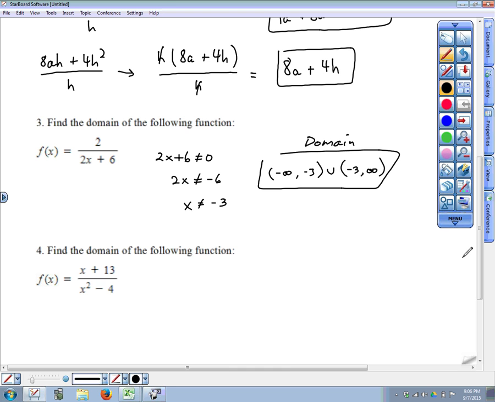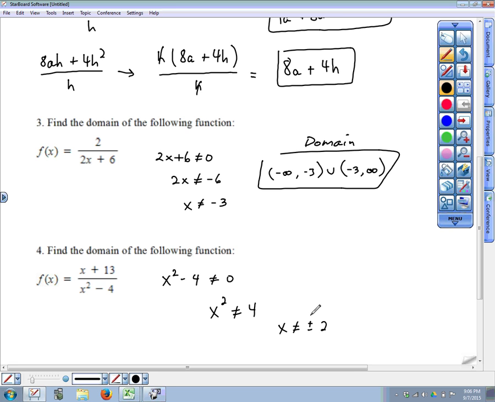It's a similar function here. We have a rational function. And it's again true that the denominator here, x squared minus 4, cannot equal 0. Okay. So if you have the 4 to the other side, and then square root both sides, x cannot equal plus or minus 2.